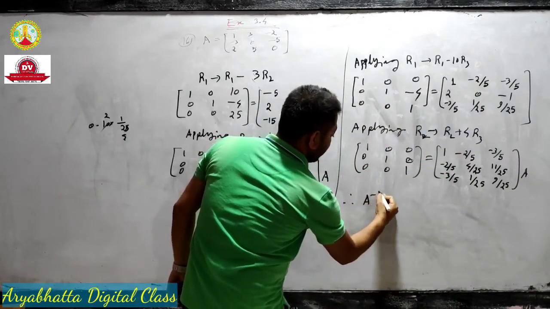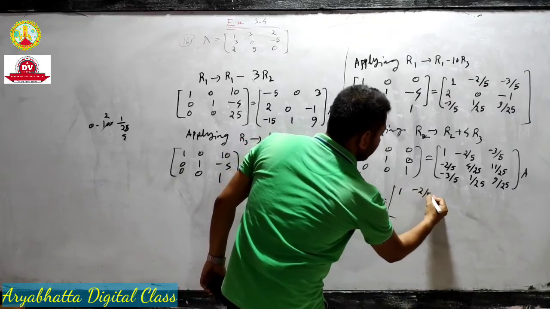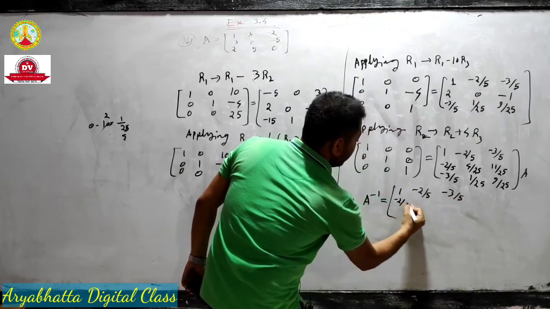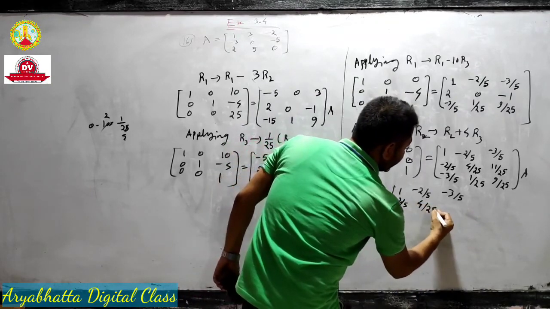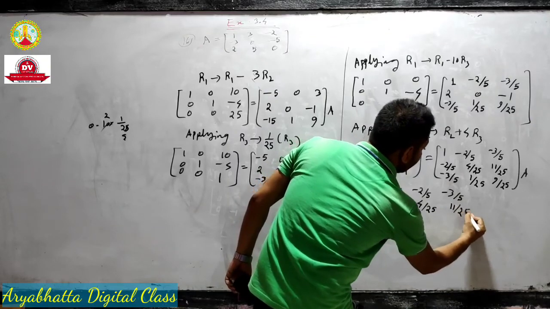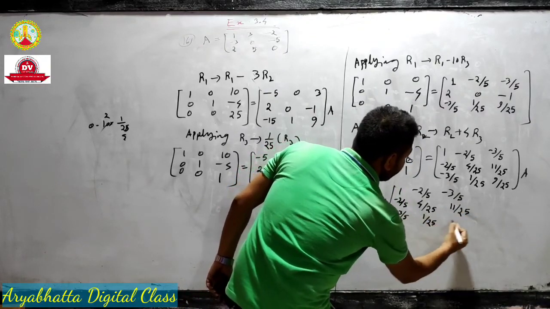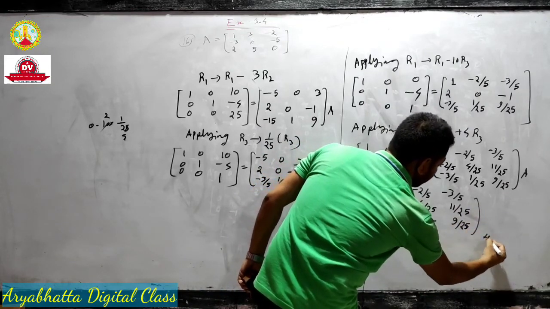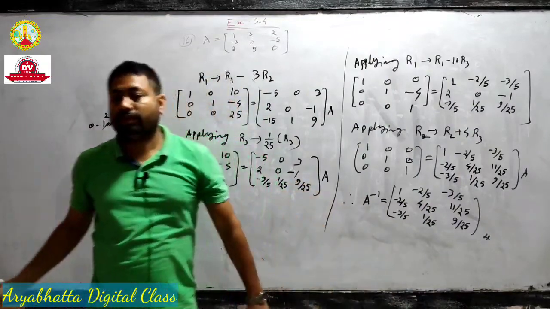Therefore, A to the power minus 1 is equal to 1, minus 2 by 5, minus 3 by 5, minus 2 by 5, 4 by 25 and 11 by 25, minus 3 by 5, 1 by 25 and 9 by 25. This is the required answer. Inverse matrix of A is equal to this.